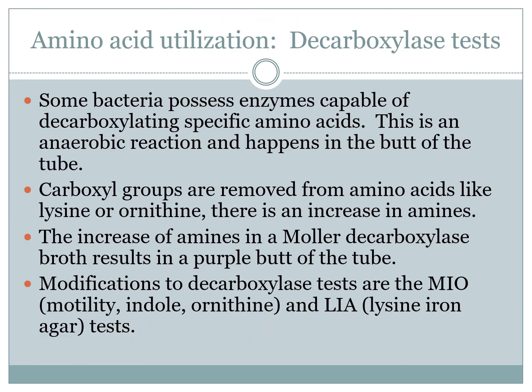When a carboxyl group is removed from an amino acid by an organism, this is called a decarboxylase test. Okay? This is an anaerobic process viewed in the butt of the tube. And we use several amino acids in microbiology to determine if they can decarboxylate them. For example, there's what's known as the ornithine decarboxylase test, and we can determine that in an MIO tube, which is motility indole ornithine tube. Or we can do the lysine decarboxylase test that is determined in the lysine iron agar slant. But just understand that these are anaerobic processes that are viewed in the butt of the tube.